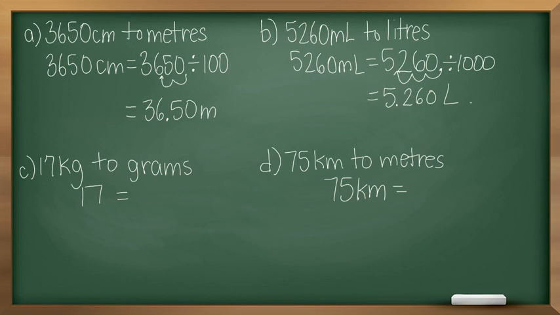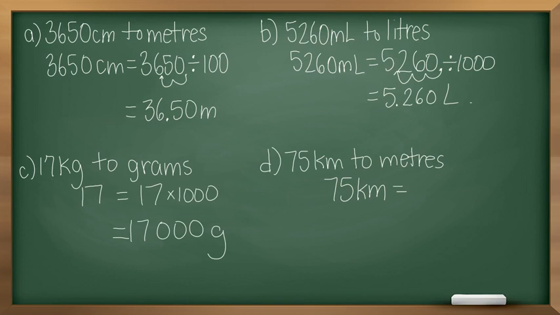So actually 1 kilogram is the same as 1,000 grams. So we're going to multiply by 1,000, right? Because we want a larger number. So we take 17 and multiply by 1,000. That's going to give us 17,000 grams. So 17 kilograms is the same amount as 17,000 grams.